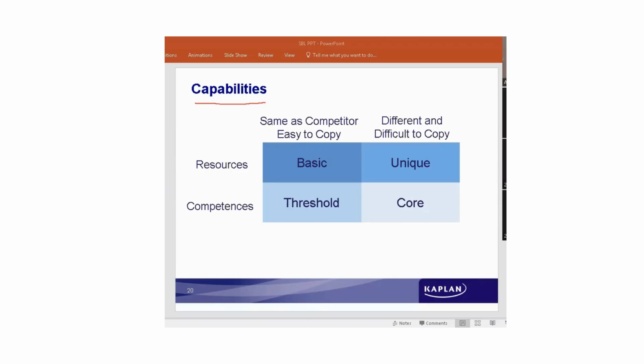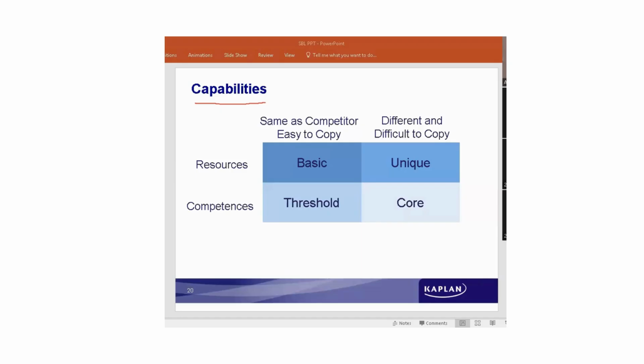Let's say the resources they have, the competitors do not have. Then they have unique resources that will give them a competitive advantage over their competitors. If the competencies they have, the competitors do not have, then we call them core competencies. Know the difference. Core competencies and unique resources give a competitive advantage to the business over their competitors. They are apart from them, ahead of their competitors, different from them, so they have an advantage.